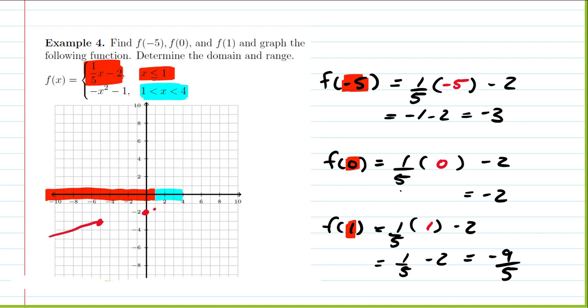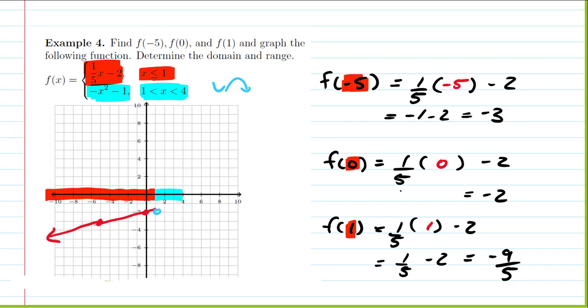So if I play connect the dots, I get something that looks like this. If we look at our blue rule, we didn't use it, but what does the graph of -x² minus 1 look like? Well, that's a parabola that opens down and is shifted down 1 unit. So we would have a parabola, and we know it opens down, and we're going to shift it down 1 unit. So we would go here.